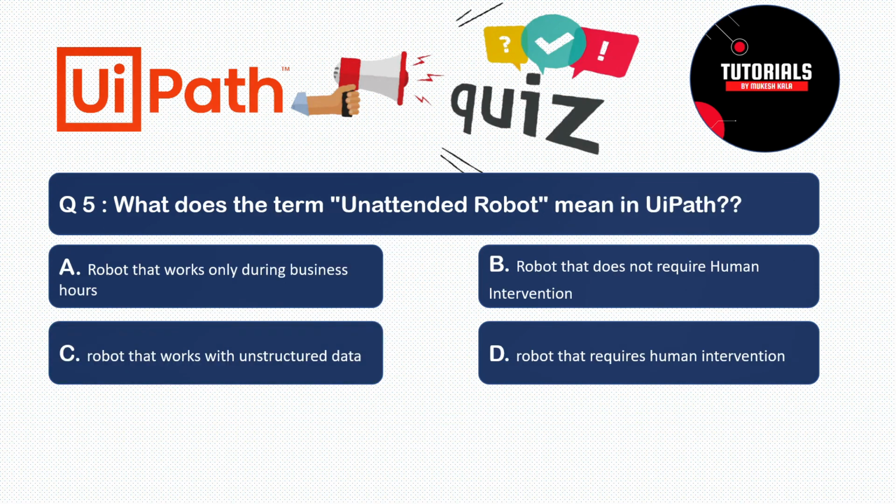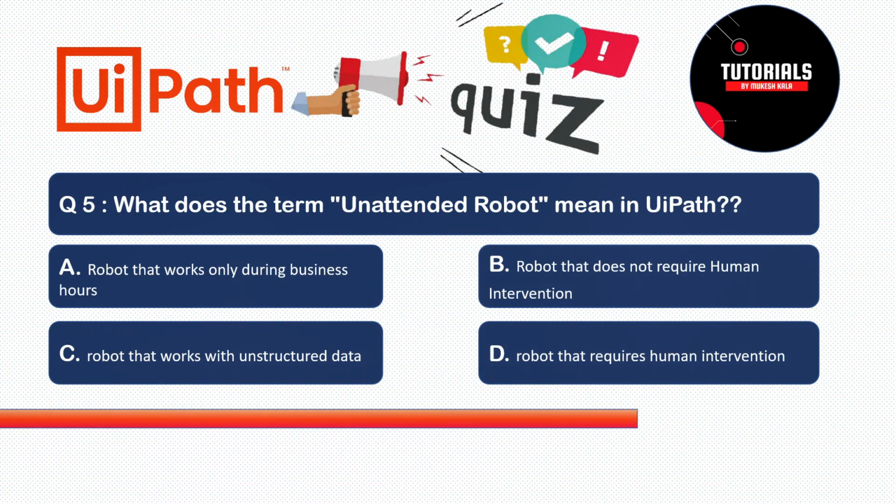Number 5. What does the term unattended robot mean in UiPath? Whenever we say that, hey, I am using an unattended robot, what do you mean by that? Option A, robot that works only during the business hours. Option number B, robot that does not require any human intervention. Option number C, robot that works with unstructured data. Or option number D, robot that requires human intervention. So what is an unattended robot?